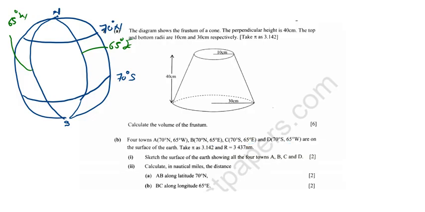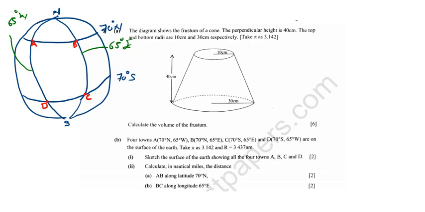So we can locate the points. We put the point A, it is 70 north and 65 west. So my A is there. And then B, it is 70 north and 65 east. So my B is here. And then for C, 70 degrees south, 65 east. So here, that's where I'll have my C. And then my D, 70 degrees south and 65 degrees west. So I have here my D.